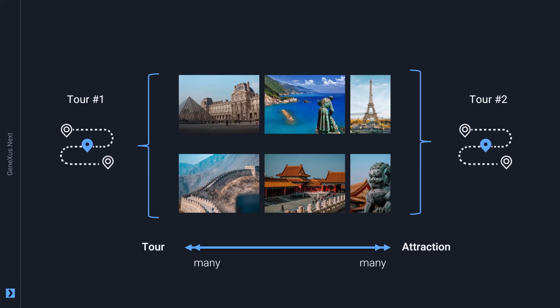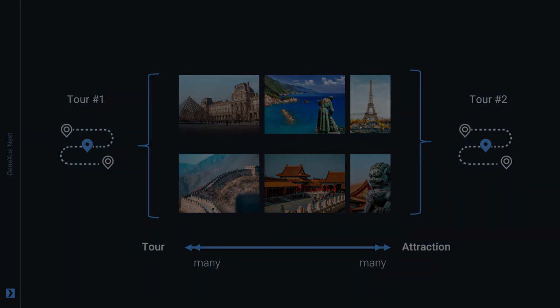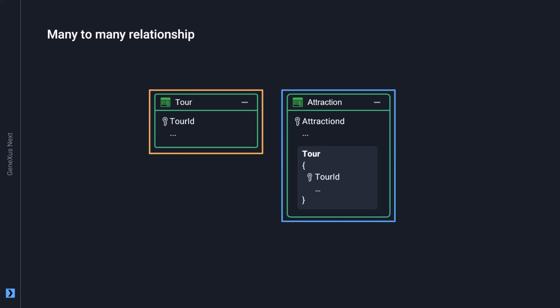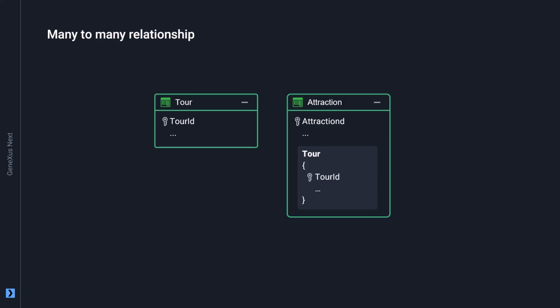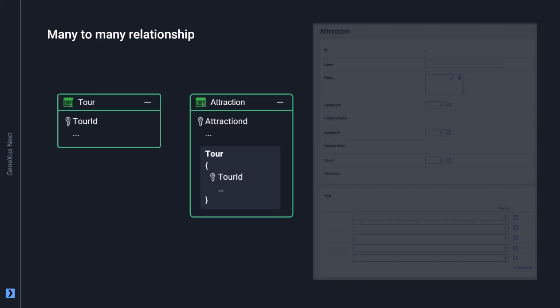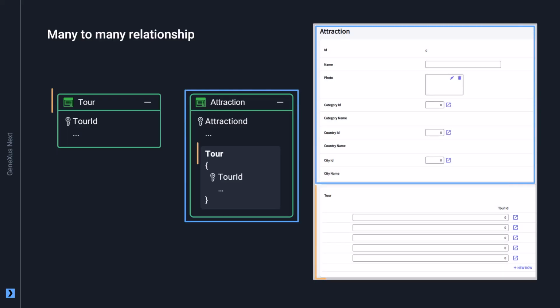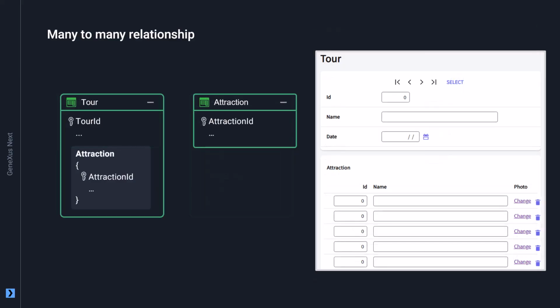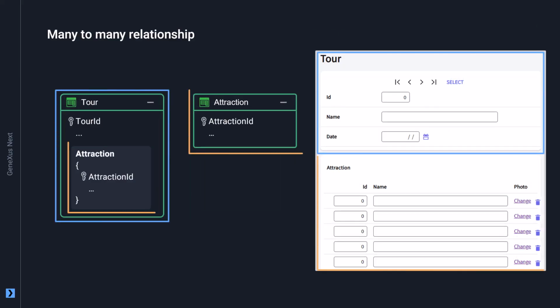How do we represent this in GeneXus? The solution is to use two transactions, one for each entity. In addition, we add one of them as a second level of the other. We do the latter taking into account how the data is going to be entered. If for each attraction, the tours that include it, or if for each tour, all its tourist attractions.